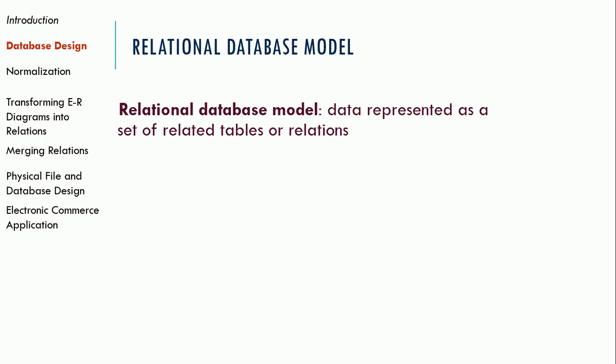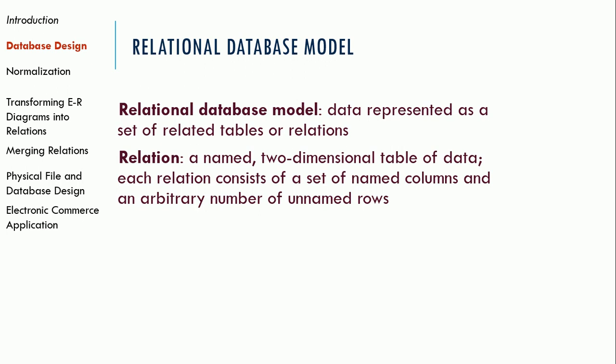So the next topic is the different types of databases. There are many different models for data storage, and the most predominant right now for most businesses is the relational database model. This is where data is represented as a set of related tables, or relations. A relation is a named two-dimensional table of data, and each relation consists of a set of named columns and an arbitrary number of unnamed rows. If you think about an Excel spreadsheet that has columns and rows, that's really a table, right? And in a relational model, you have these two-dimensional tables.